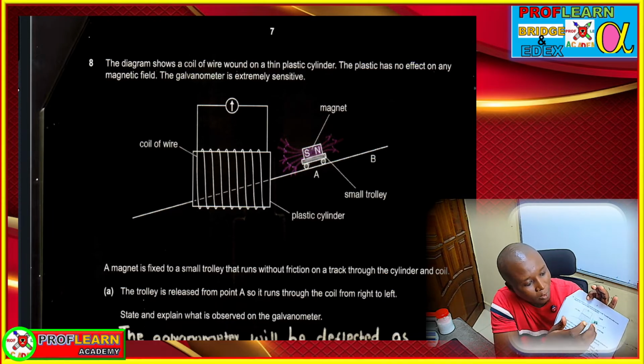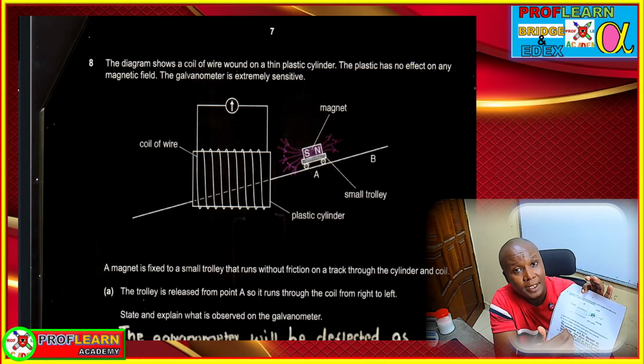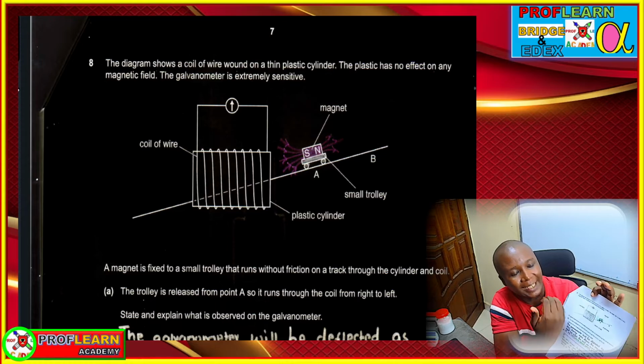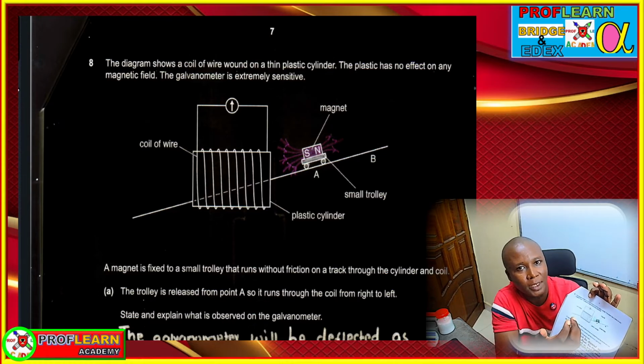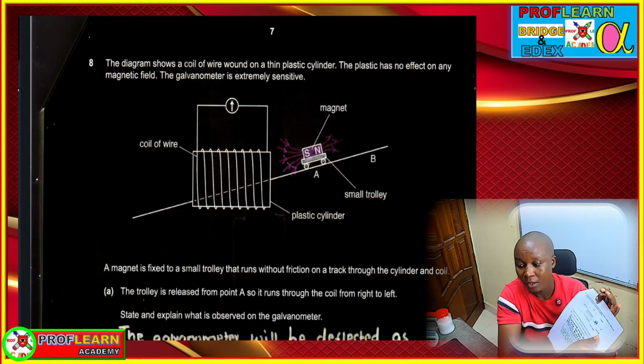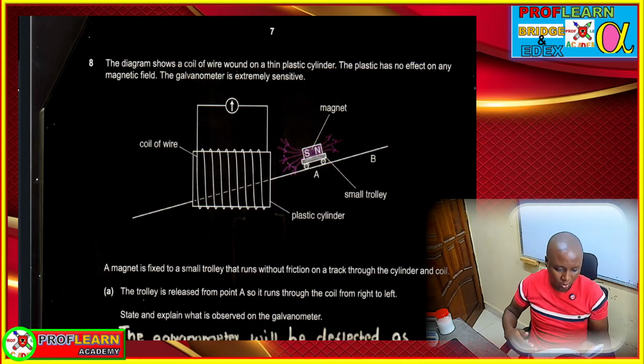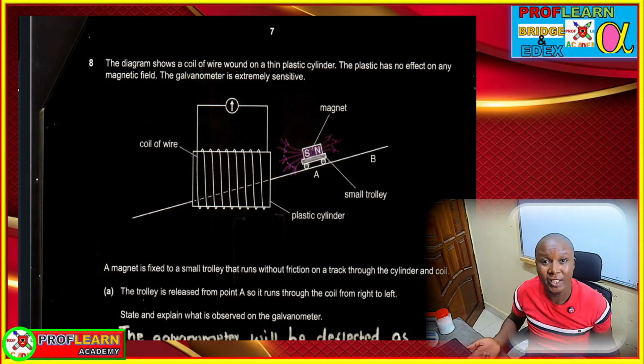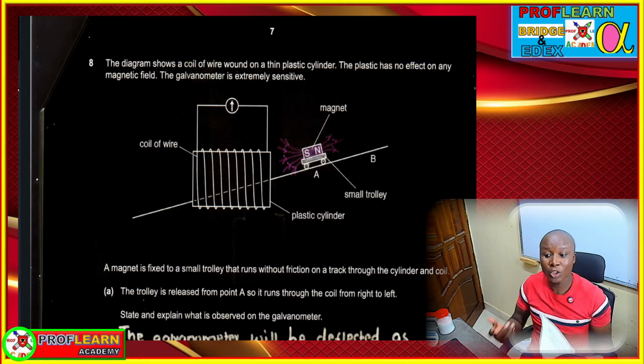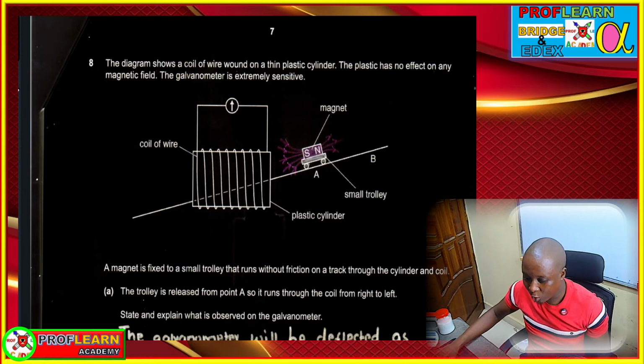Also, if the trolley moves faster, the magnetic field will cut across very fast, which means a larger EMF will be induced. Let's look at the question that was asked. State and explain what's observed in the galvanometer. The galvanometer is going to deflect. Why is it going to deflect?